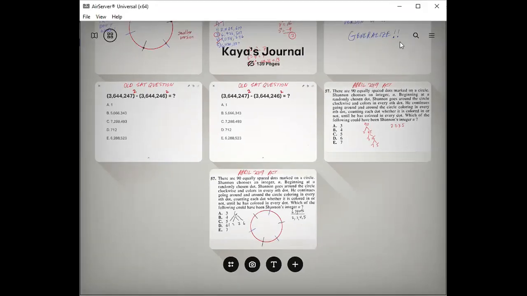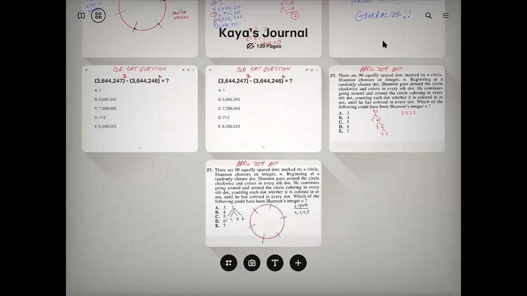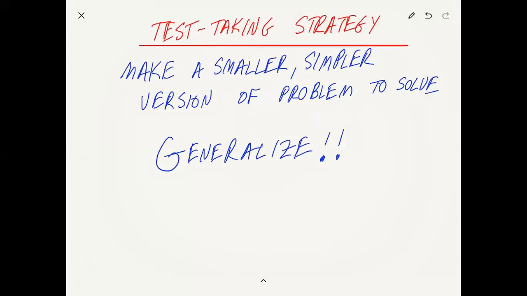So let's start. Let me share my iPad here. All right, so let's go. So here we start. Here's the test-taking strategy.